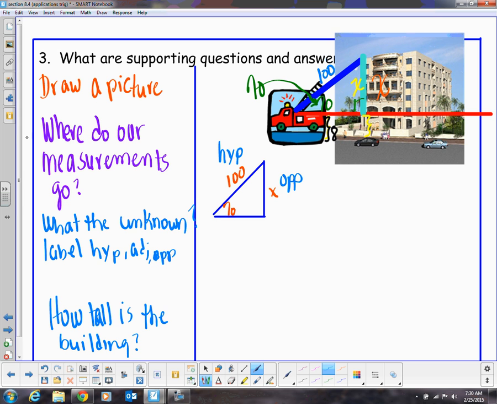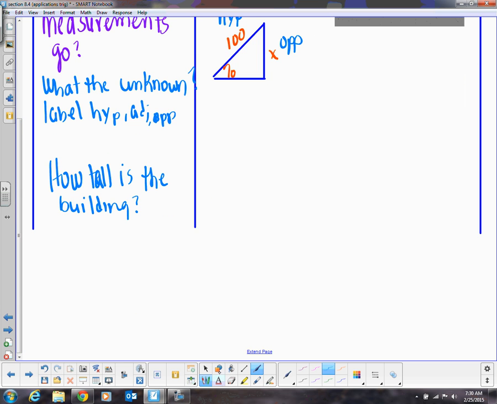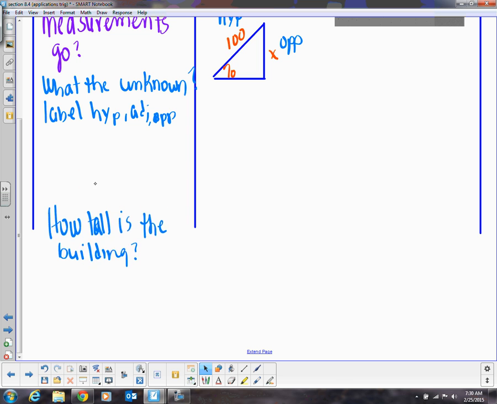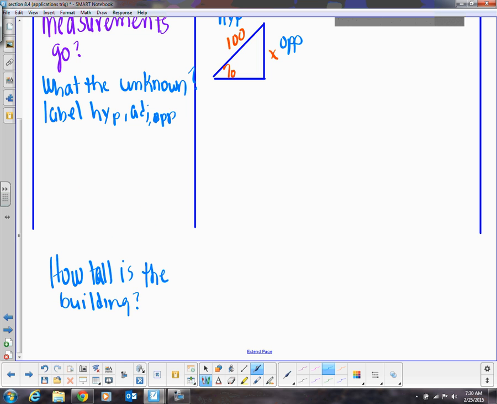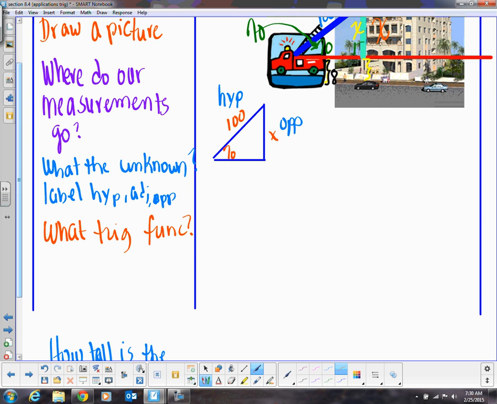What would the next logical question be? What is your trig function? Now, up in the beginning, you have your trig functions written, right? So what is the trig function? If in doubt, you could have gone back to the beginning and seen hypotenuse and opposite, and you would have been able to pick out your sine function. It's going to be sine.